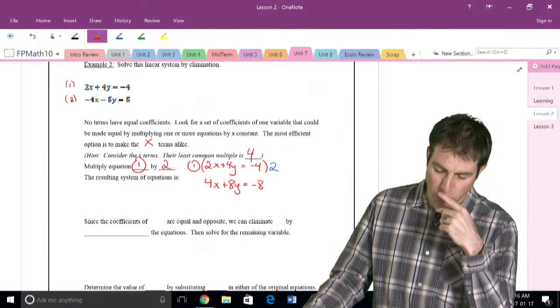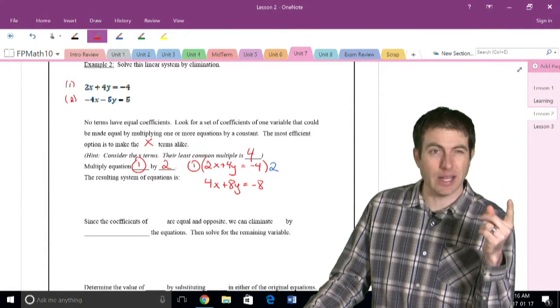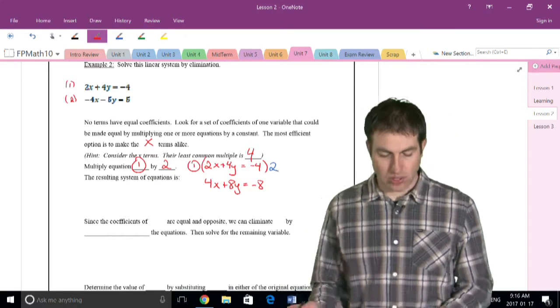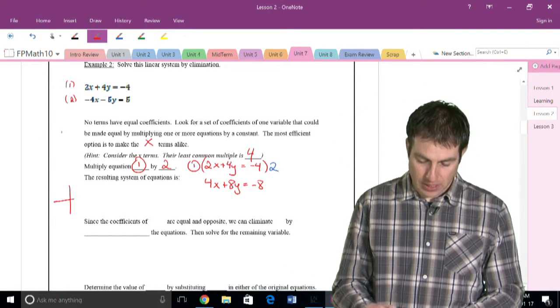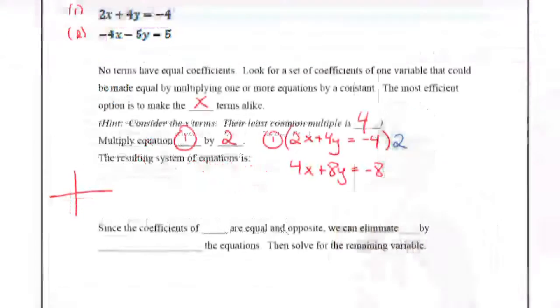Now if we think about graphing a line, if I wanted to draw a quick graph of this, and you don't need to write this down, if I had 2x plus 4y is minus 4, and then 4x plus 8y is minus 8, those are the same line. What's that going to look like? 4, negative 4, it looks something like that. Y-intercept of negative 8. It's not going to look like that at all.